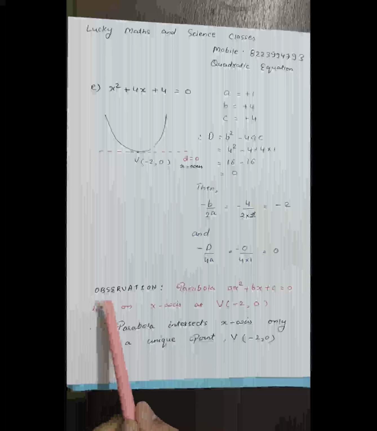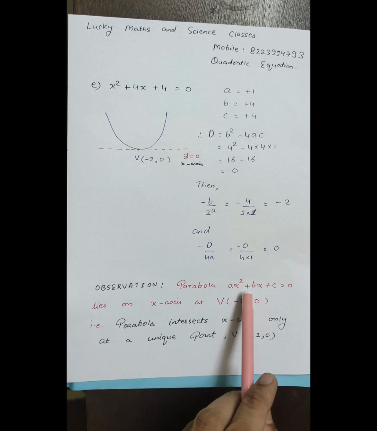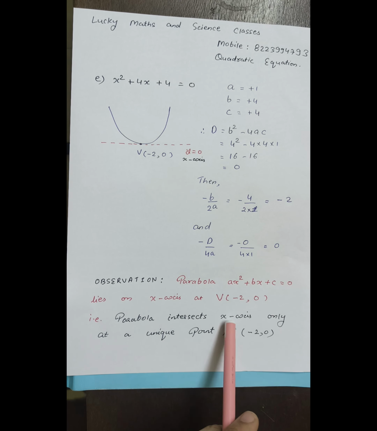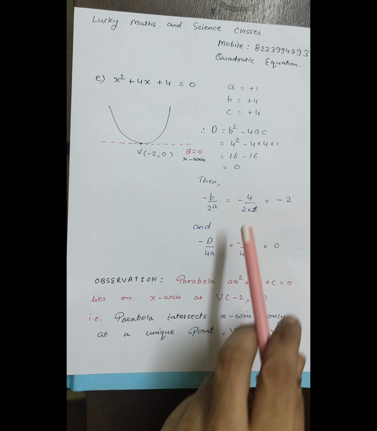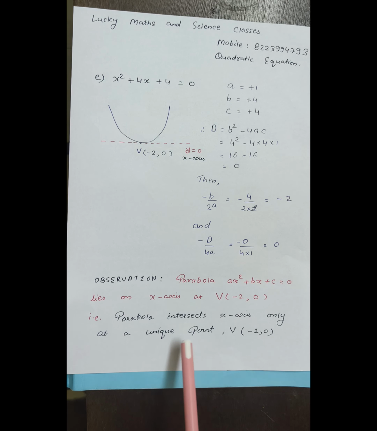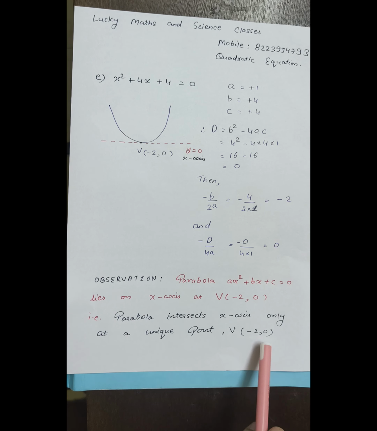That's why, see, just from observation, this particular parabola lies on the x-axis at vertex minus 2 comma 0. That is, the parabola intersects the x-axis only at a unique point. See, when discriminant is equal to 0, we will have a unique root, a single root, that is at vertex V minus 2 comma 0.